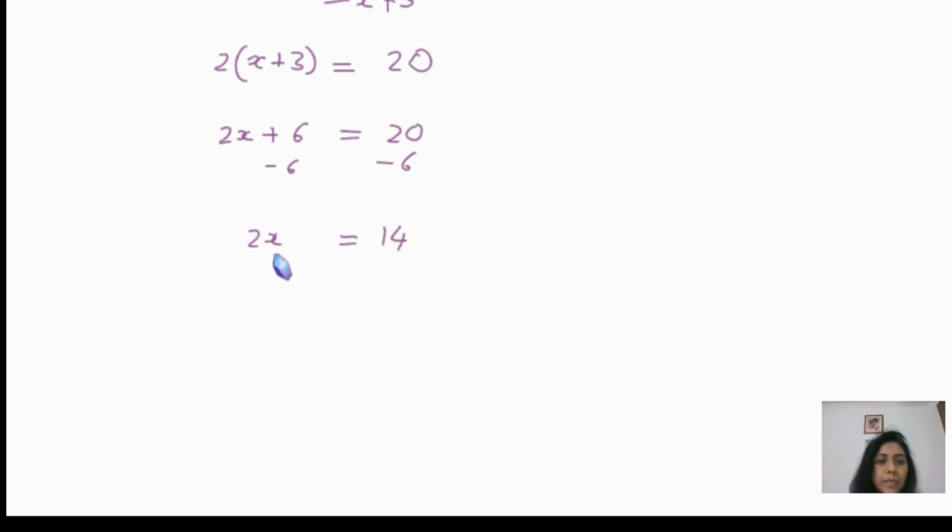Now we have to solve for x. So we have to remove the 2 here. So divide both sides by 2. We get 7. And this is our answer. Very simple question.